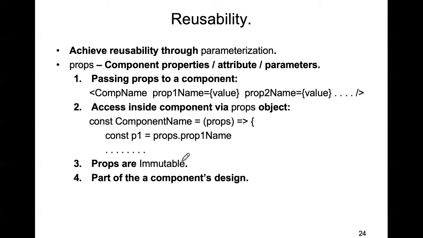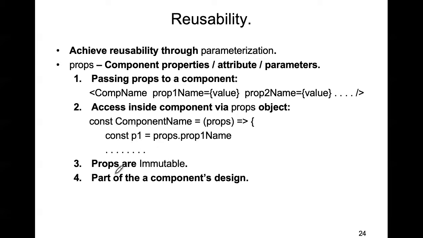Very important point here, these props are immutable. They cannot be modified within the component. There's a very good reason for that, but that's a statement of fact. You can't go props dot prop one name equals something else. I think you get a runtime error, and the reassignment just won't work. So that's really why I'm assigning it const. It's more indicative of the fact that P1 can't be changed. So they're immutable.